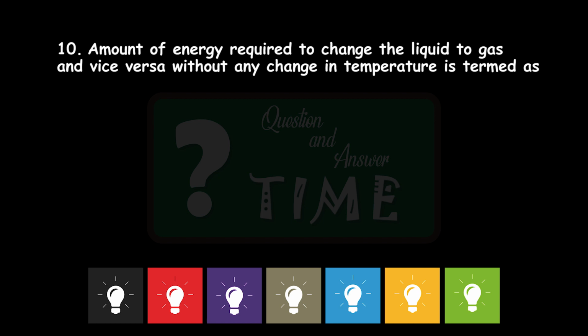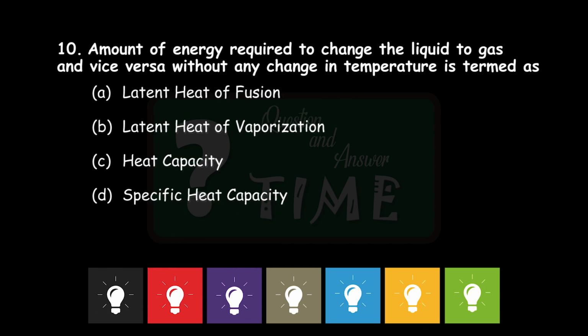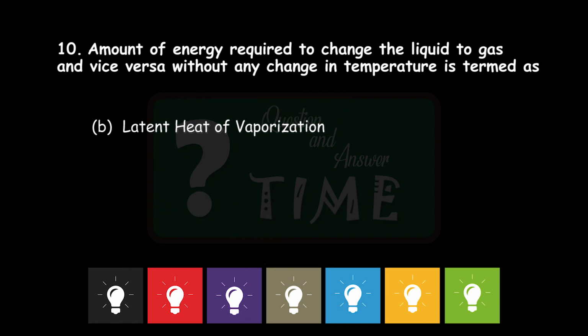Amount of energy required to change the liquid to gas and vice versa without any change in temperature is termed as, your options are A. Latent heat of fusion, B. Latent heat of vaporization, C. Heat capacity, and D. Specific heat capacity. The answer is option number B.